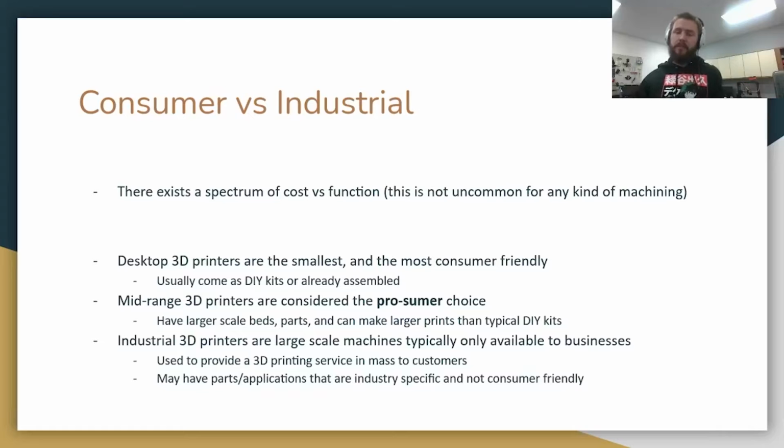Industrial 3D printers do exactly that. They are large scale machines. We're talking they sit on the floor and they're about as tall as I am, which doesn't mean much. I'm not that tall, but what these are used for is unconventional 3D printing methods, or mid-range printing at an even larger scale. So this typically implies that these 3D printers have parts or applications that are industry specific and not consumer friendly. These are more akin to the casting and molding machines that you might find in a factory.